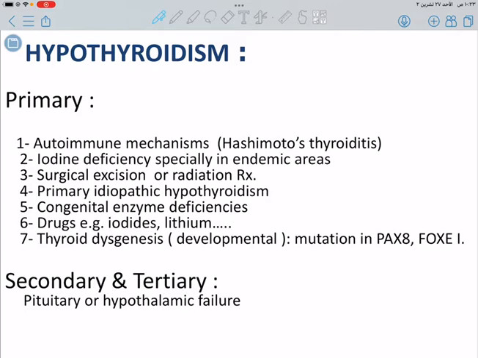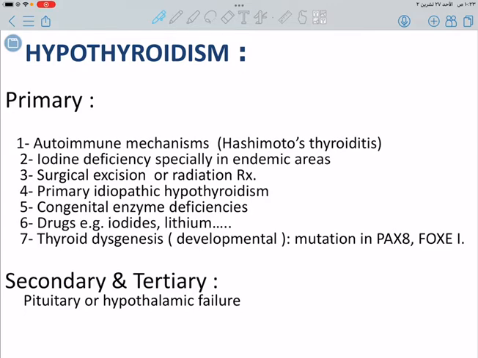Iodine deficiency, especially in endemic areas. The raw material for production of T3, T4 is not there. وما بصير في production of T3, T4. Surgical excision or radiation of the thyroid gland. Congenital enzyme deficiencies. See, a lot of the congenital diseases affecting the thyroid, while the thyroid cannot produce T3, T4 congenitally. رح نحكي على خطورتها على brain development.